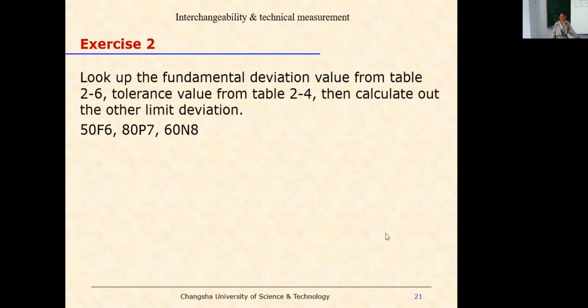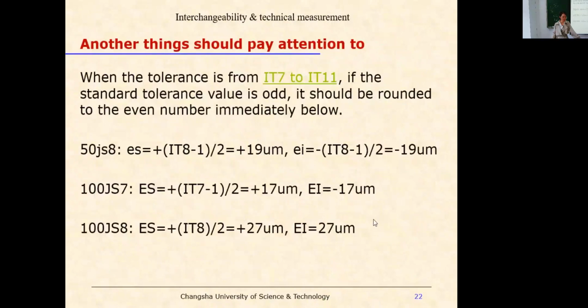Look up the fundamental deviation value from the table and then calculate the other limit deviation. I think you know how to find that, right? Yes, you already know how to find that. Another thing you should pay attention to: when the tolerance grade is from IT8 to IT11 and the tolerance value is odd, it should be rounded to the even number immediately below, like JS. So you can try to find JS 8 in the table.